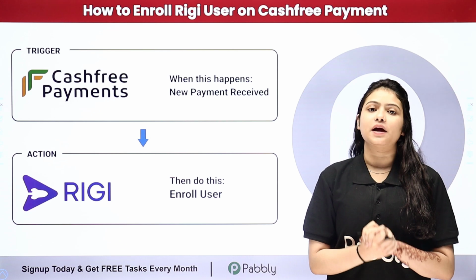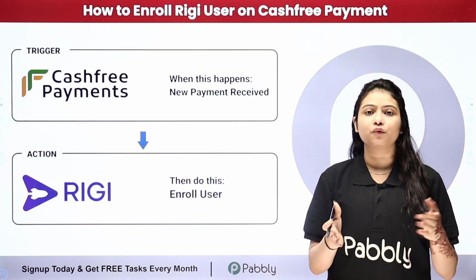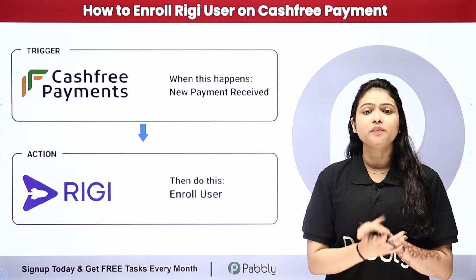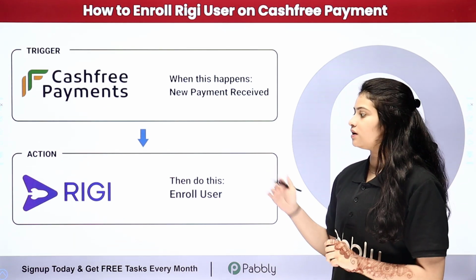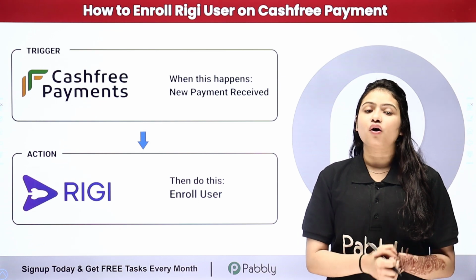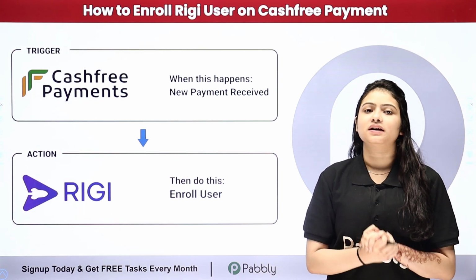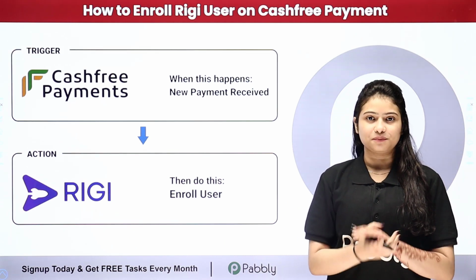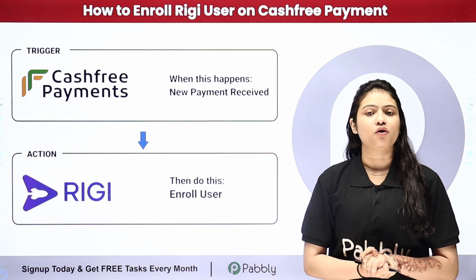To manage the entire process, I want that as soon as I receive a new payment from a student who is interested in purchasing the course, that student should automatically be enrolled as a user in the particular course of Rigi. To automate this entire process, we will have to build the connection between Cashfree and Rigi, and we are going to do that without any coding and programming skills, simply with the help of Pabbly Connect.